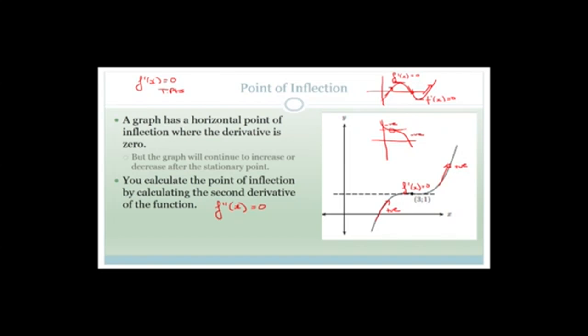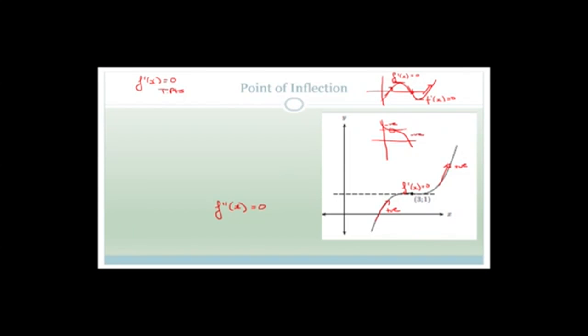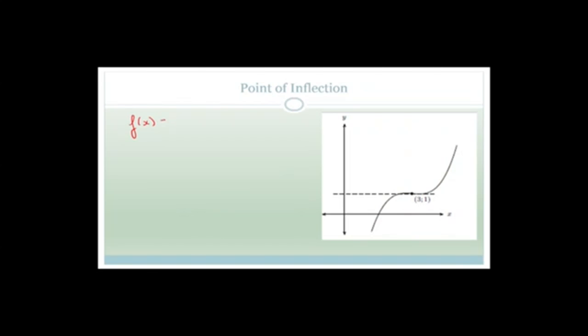So let's say, for example, you've got, I'm just randomly making up an example, f of x equals 3x cubed plus 2x squared minus 6x minus 9. If I want to find out where the turning points are, I would get f dash of x equals naught, and that would be for my turning points.